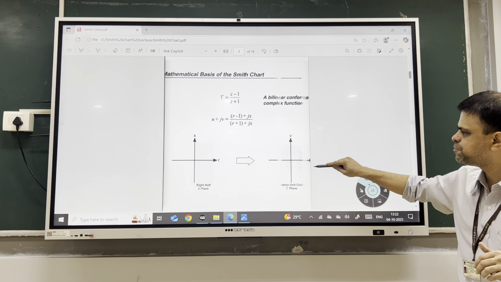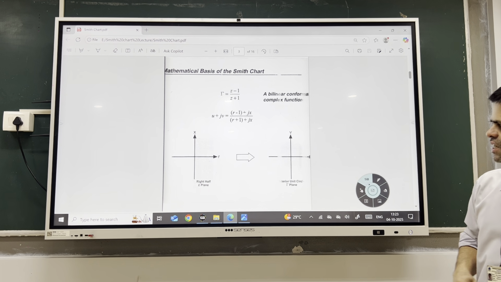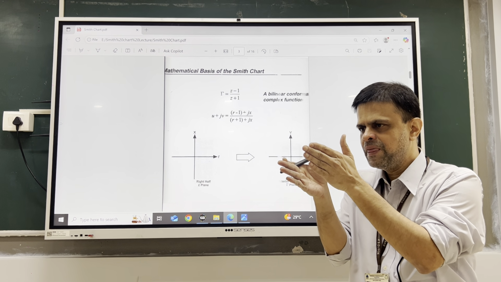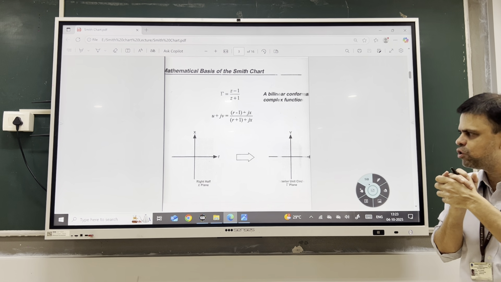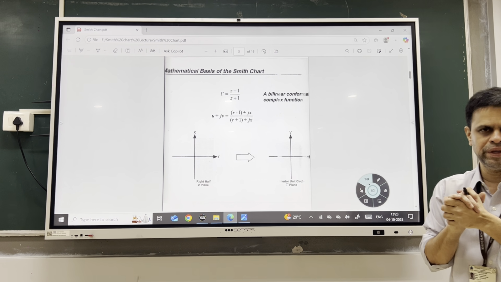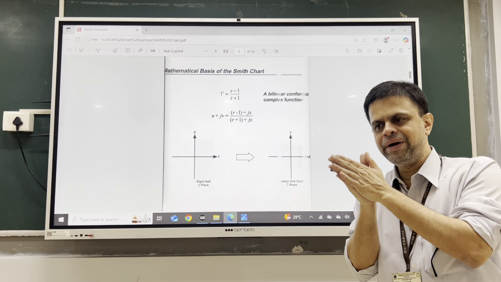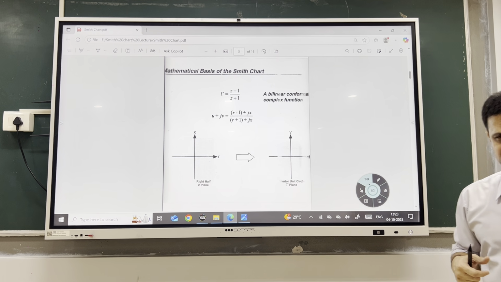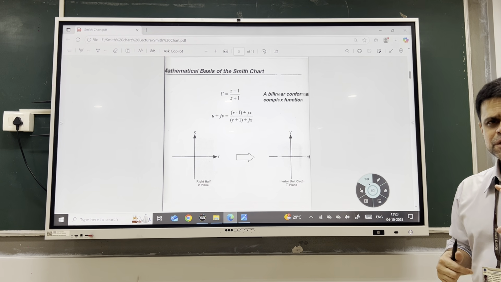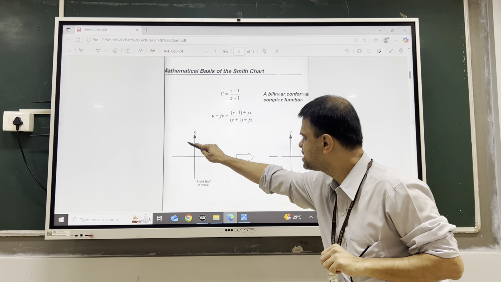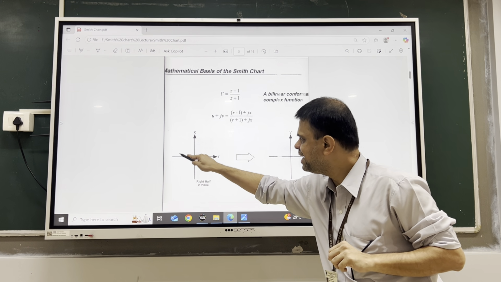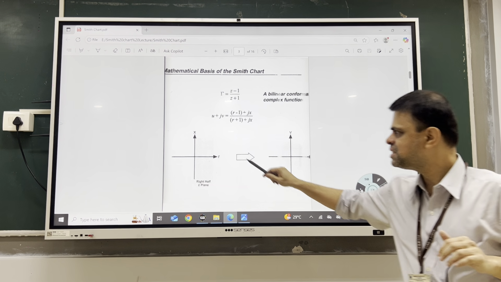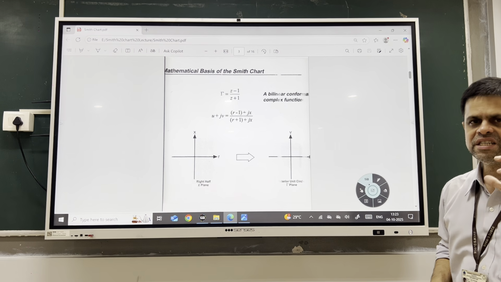So what we are doing in this process is converting the Z domain, or the impedance domain, to the reflection coefficient domain. Now what are the limits of that? Remember, the Z domain spans over 4 quadrants: first, second, third and fourth. In the second and the third quadrant, R is negative, that is, resistance is negative, whereas in the first and the fourth quadrant, resistance is positive.